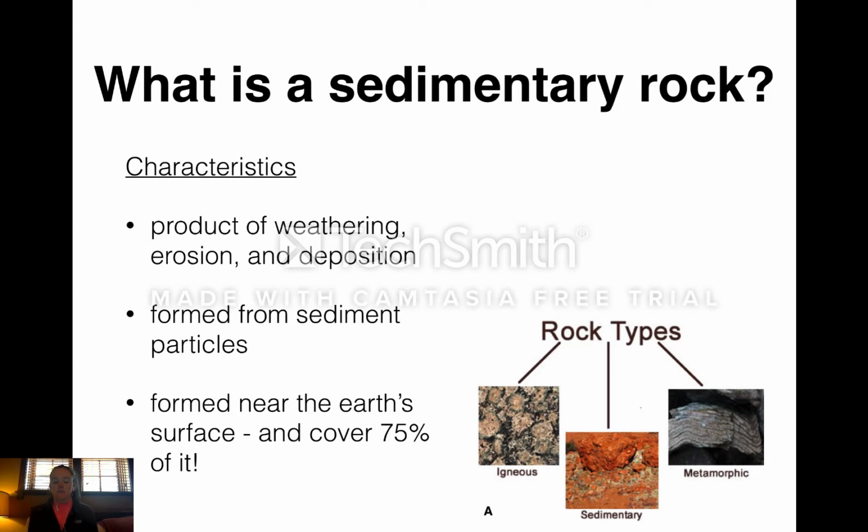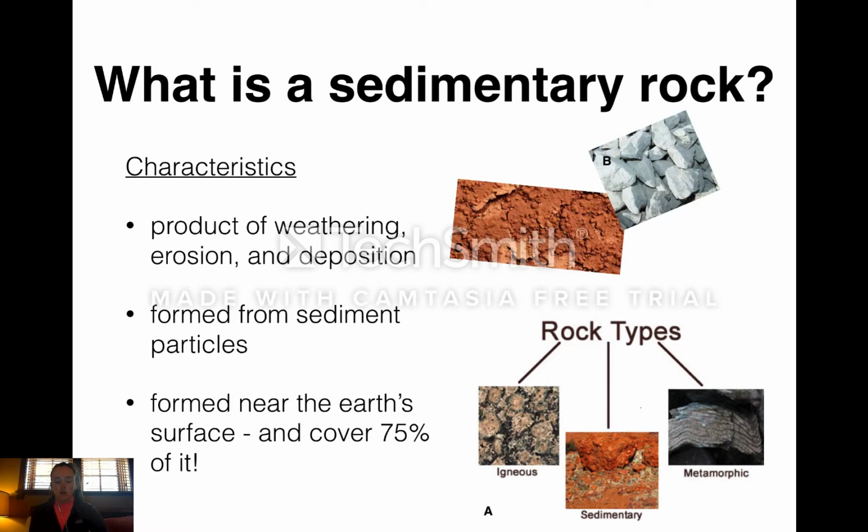Sedimentary rocks are formed through surface processes, though, and unlike igneous and metamorphic rocks that form in the crust and upper mantle, sedimentary rocks are found at the Earth's surface and cover about 75% of it. They are the result of weathering, erosion, and deposition of sediment, the fragments of already existing rocks. Some examples of sedimentary rocks are chalk, limestone, sandstone, and clay.